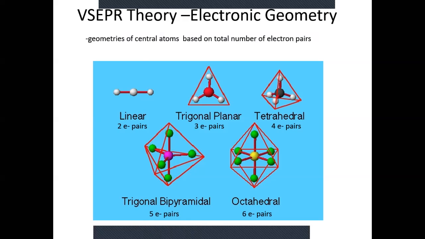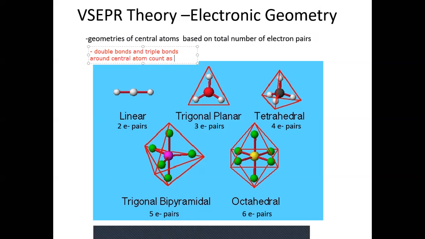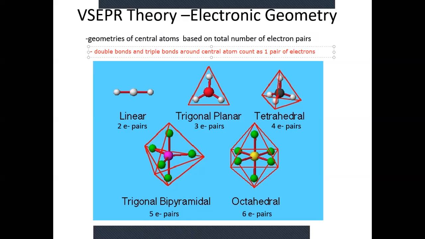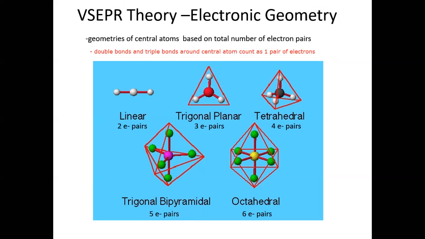Now, one thing you have to remember is that we count double bonds and triple bonds as one pair. So you don't count, for example, a double bond as two. It just counts as one pair of electrons. We only count everything as one. And so there are 6 types of electronic geometry, and again, electronic geometry is just based on the total number of electron pairs.